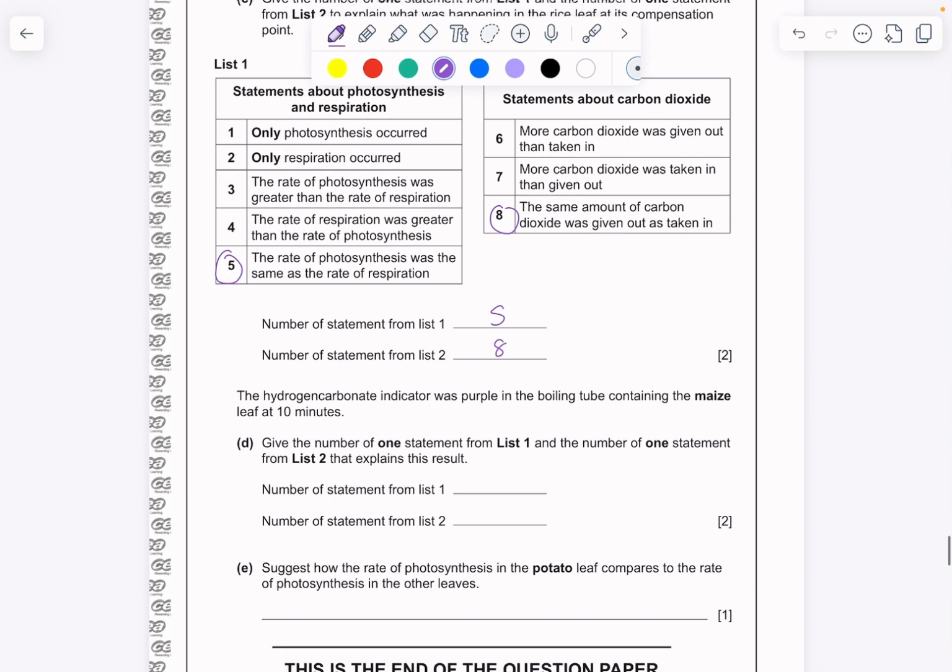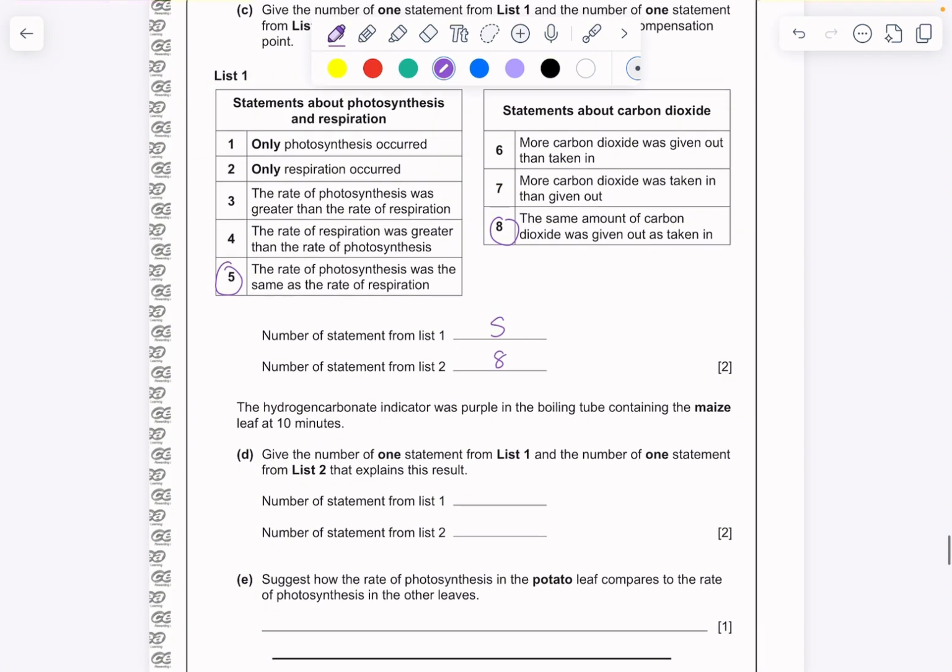The hydrogen carbonate indicator was purple in the boiling tube containing the maize at 10 minutes. Give the number of one statement from list 1 and one statement from list 2 that explains these results. So if it's purple, remember, is it only photosynthesis happening? No. Remember, a plant will always have to respire. If it didn't respire, it wouldn't be living, so it needs to have respiration as well. So we're going to go to statement 3: the rate of photosynthesis is greater than the rate of respiration. And from list 2, it's because more carbon dioxide was taken in than given out, so that's statement 7.